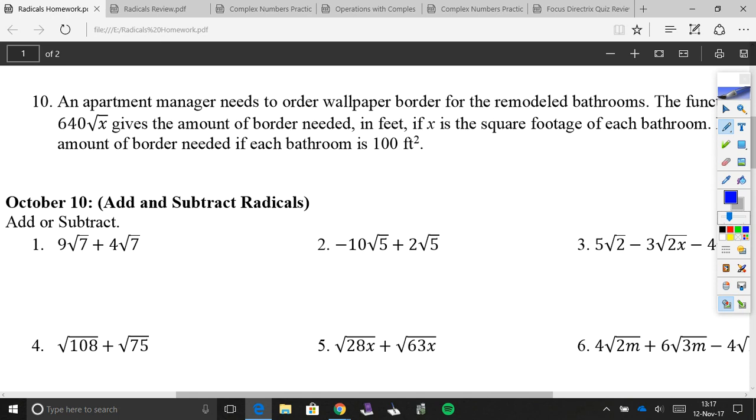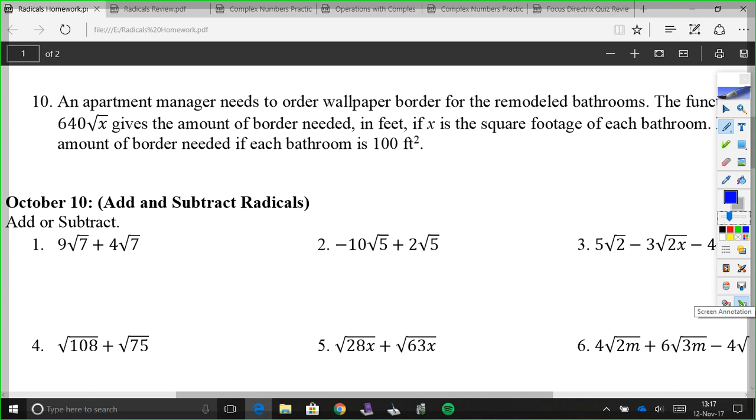All right, and number 10, just again, try to make this fast. An apartment manager needs to order wallpaper border. The function here gives the amount of border needed in feet. This is an equation that gives the amount of border I need when I know the square footage, which is x. My square footage is 100, so I'm going to use 100 for x. We'll have 640 square root of 100. And you guys just simplify that and tell me what the answer is.